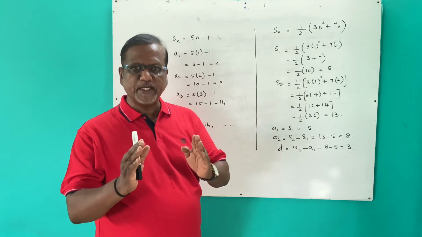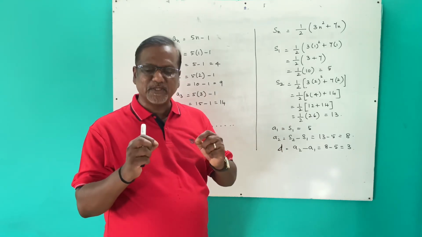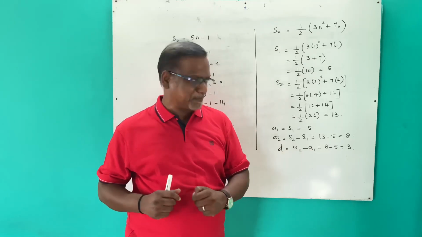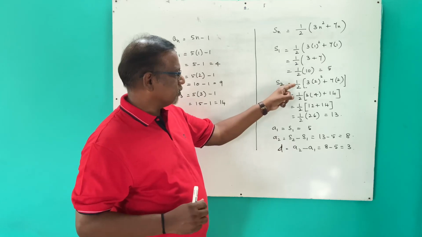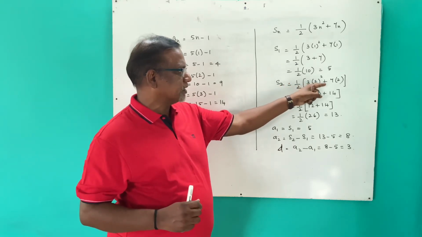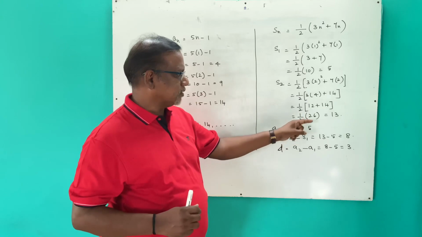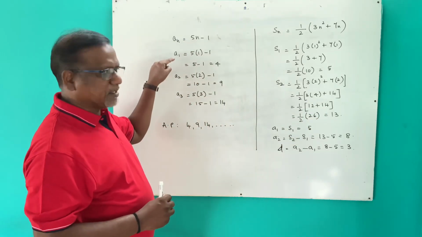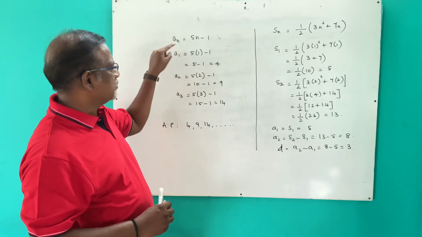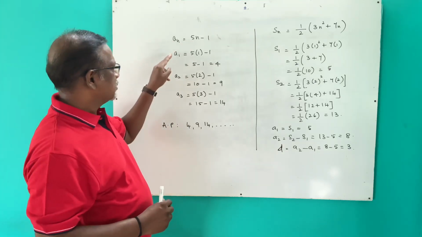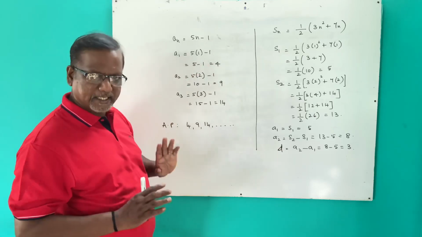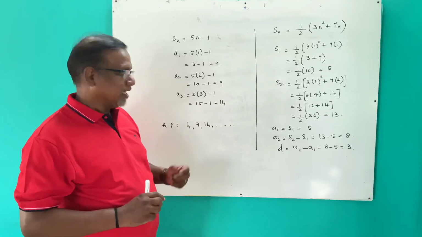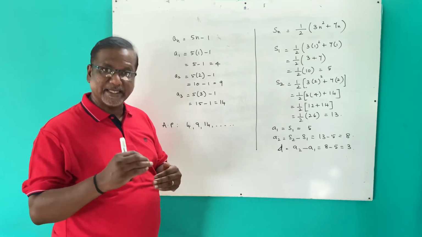The difference between when the nth term is given and when the sum to n terms is given comes in the next step. S2 is equal to 1 by 2 into 3 into 2 square plus 7 into 2. On simplifying, we get 13. Now, when the nth term is given and we substitute 1 in the place of n, we get the a1 value. When you substitute 2, we get the a2 value. And when you substitute 3, we get the a3 value.